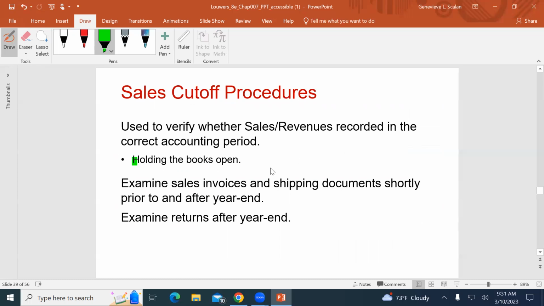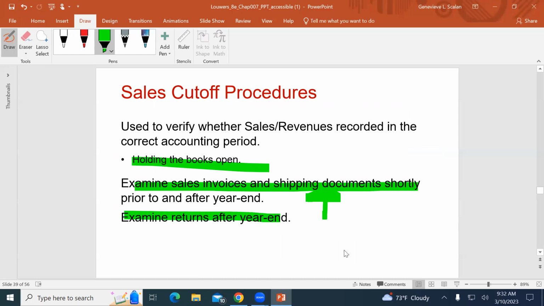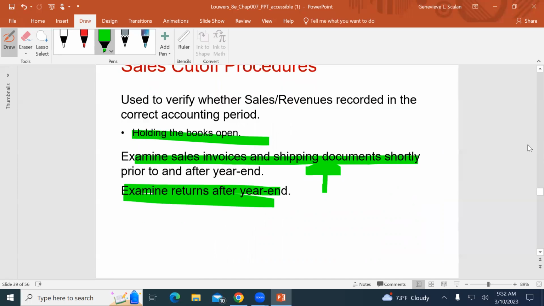What could they do? They could hold the books open. So what do you do? You examine invoices and shipping documents. The shipping document is going to govern the date of the sale revenue and the accounts receivable. And you should go back and look for returns, right? Because one thing people do, we talked about this with channel stuffing: it's the end of the quarter, we don't have enough sales. They channel stuff, they ship a bunch of stuff knowing it's going to come back. But hey, this is December 30th. It was shipped. It's a sale. If it comes back January 10th, oh, well, that's fine. All right, so you should examine that. But if they knew it was going to come back, then it's not really a sale.